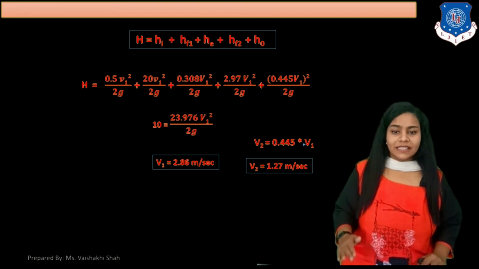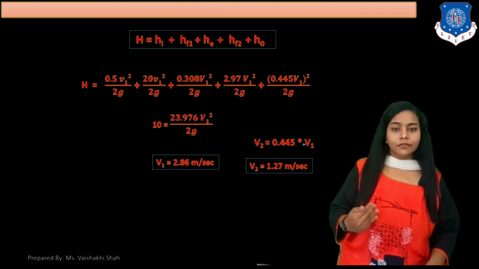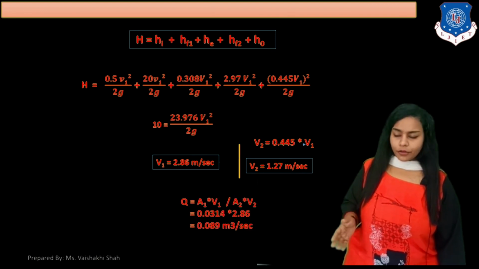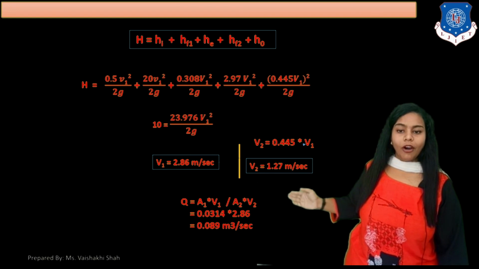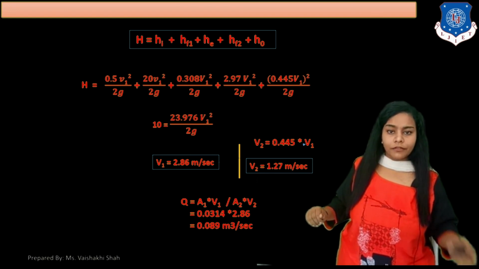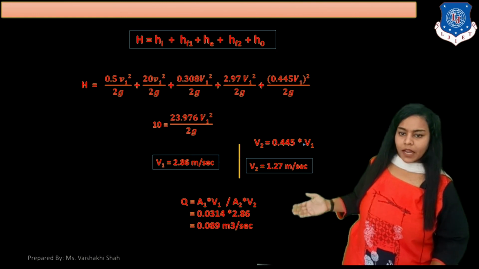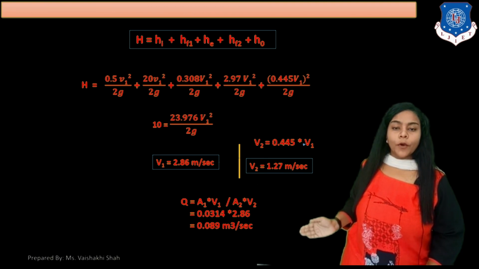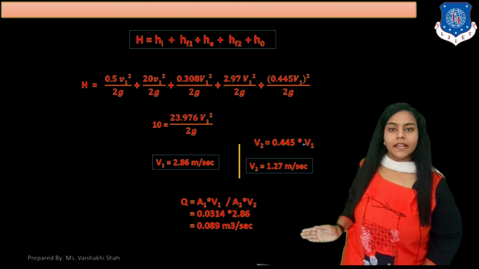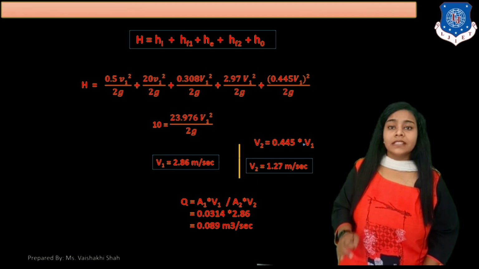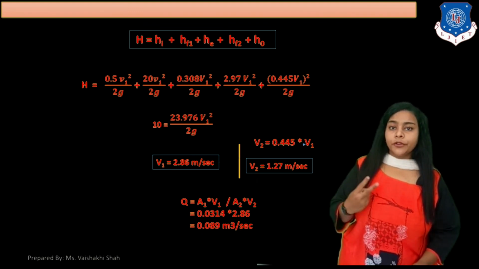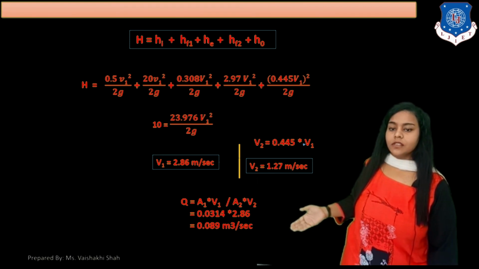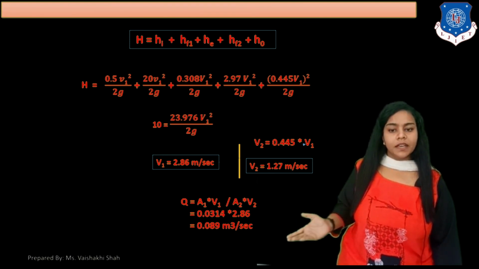Now, in this example, we have to find out the flow rate, which is your discharge, and you have the equation for discharge here, Q equals A1 V1 or A2 V2. We have all the values of A1 V1 or A2 V2, and placing the values in this equation, you get discharge Q equals 0.089 meter cube per second, and that is your final answer for the discharge or flow rate through the two pipes which are connected in series. Clear? So, your discharge is 0.089 meter cube per second.